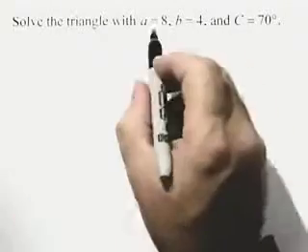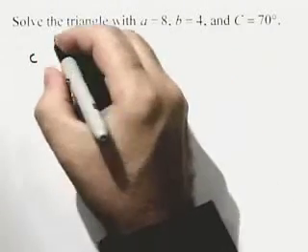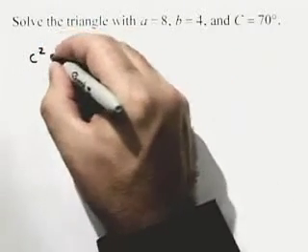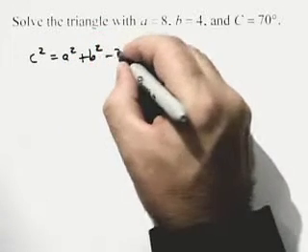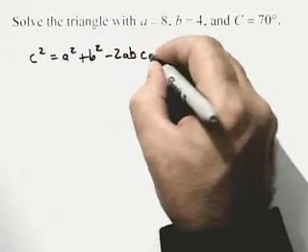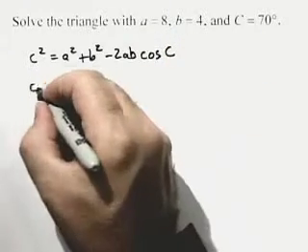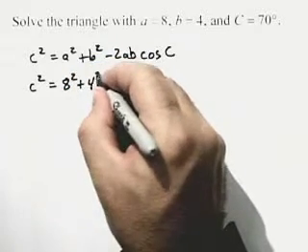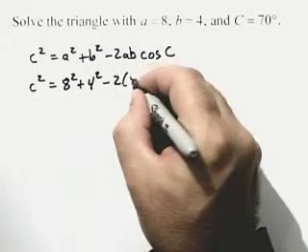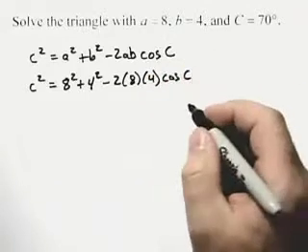We're going to start by finding the length of the third side, c, by using the law of cosines. We'll have c squared equals a squared plus b squared minus 2ab times the cosine of angle C. This gives us c squared is equal to 8 squared plus 4 squared minus 2 times 8 times 4 times the cosine of angle C.